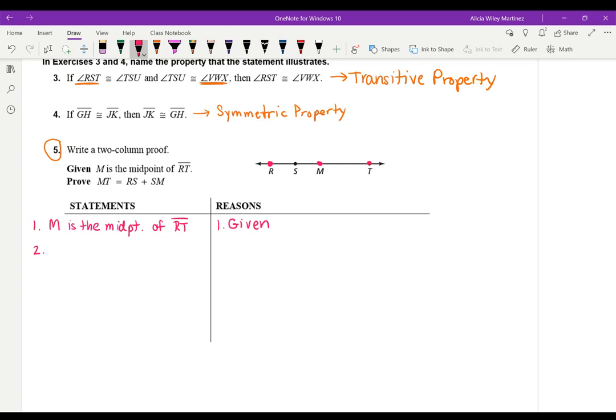So we have RM is going to be congruent to MT. Or you could just write MT. I'm going to write it as MT because I have MT in the proof statement, so I want to keep that consistent. Now, the reason for this is the definition of midpoint.